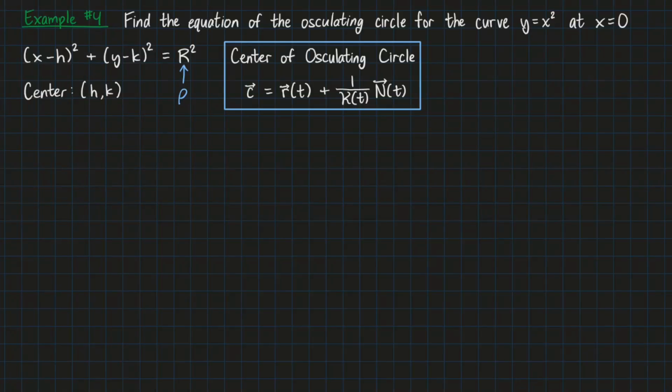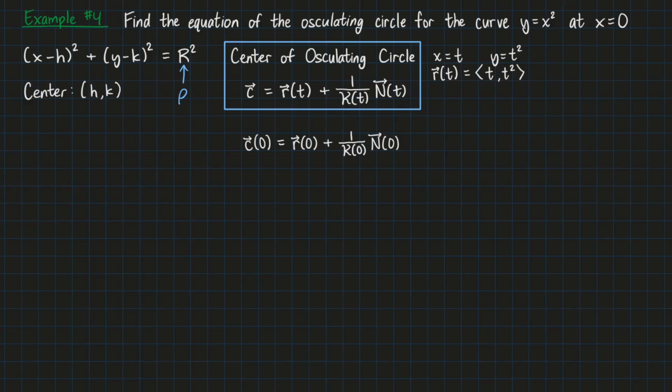So we need to parameterize the curve y equals x squared. Since y is a function of x, we can set x equal to t, and y would equal t squared, and r of t equals ⟨t, t squared⟩. Since we set x equal to t, when x equals 0, t equals 0. So to find the center of the osculating circle at x equals 0, we need to evaluate c at t equals 0.